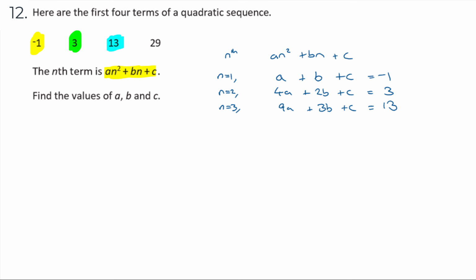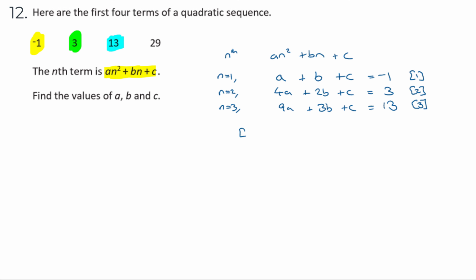Okay, so what we're going to do is take our 3 equations in 3 unknowns and reduce them to 2 equations and 2 unknowns, and then 1 equation and 1 unknown. How are we going to do that? Well, let's say this is equation 1, 2, and 3.